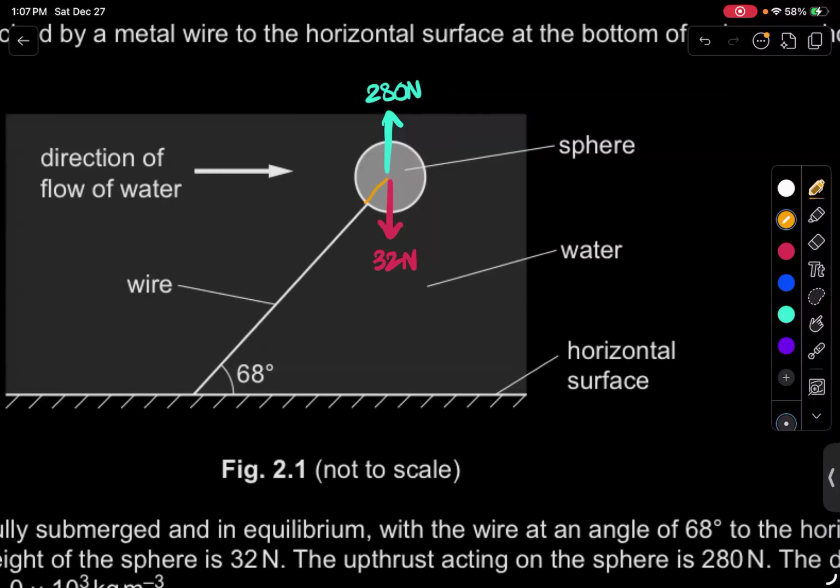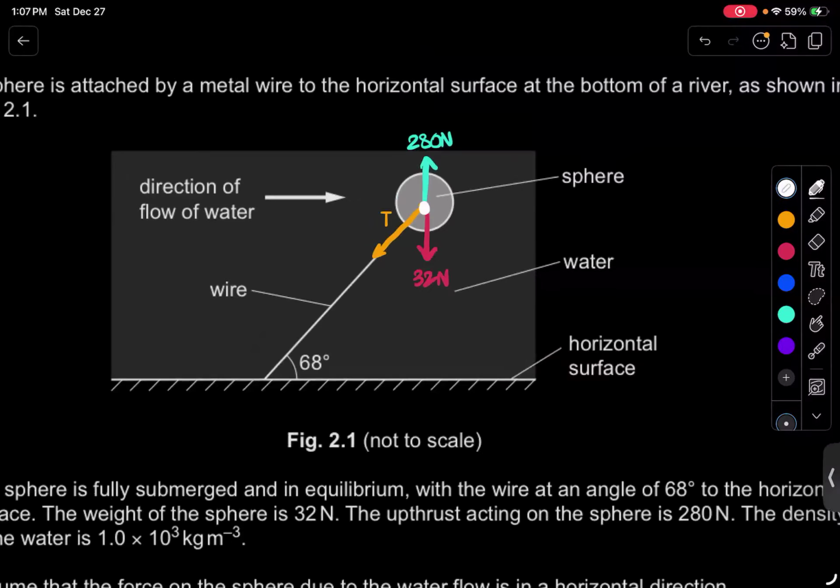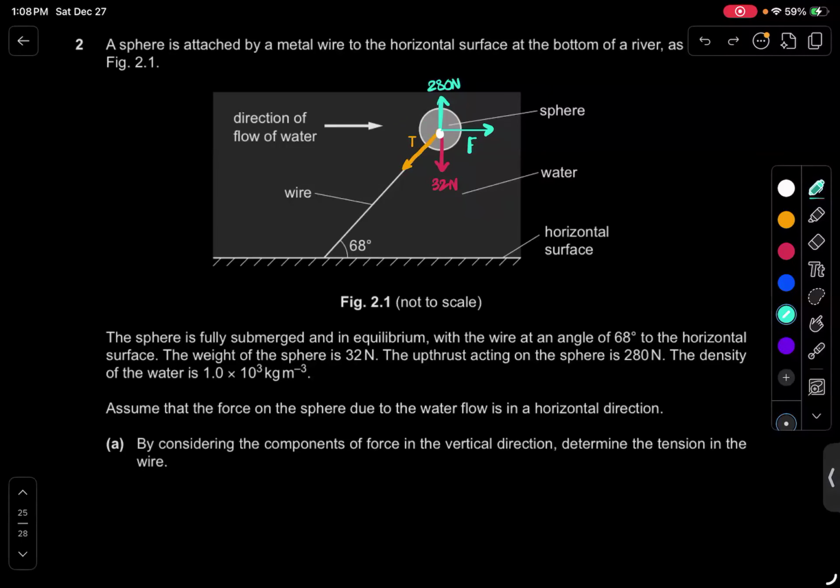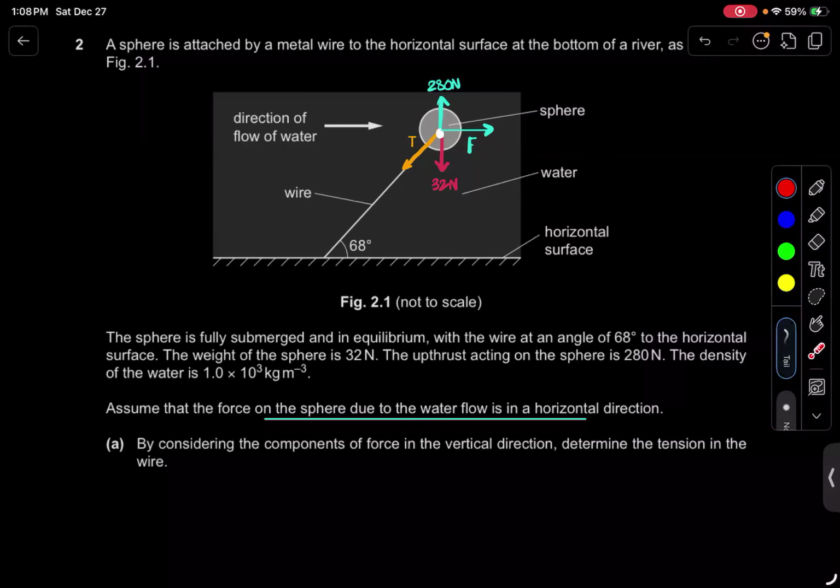Tension is in this direction. So tension is pulling the ball like this, right? Because if there was no tension, then the ball would just fly away. Now you could break the tension into two. Oh, by the way, there's another force in this direction, F, and that is the direction of the flow of water. Assume that the force on the sphere due to the water is in a horizontal direction. So the force due to water is towards the right.